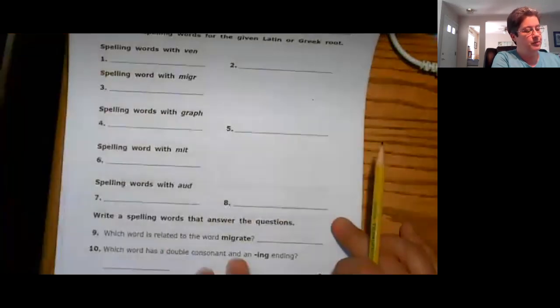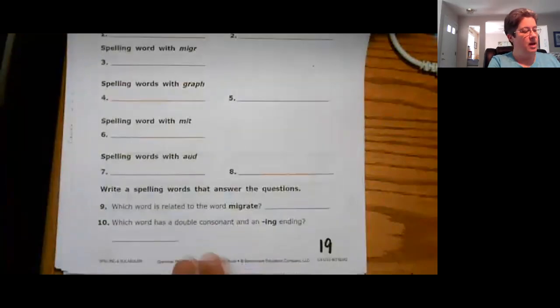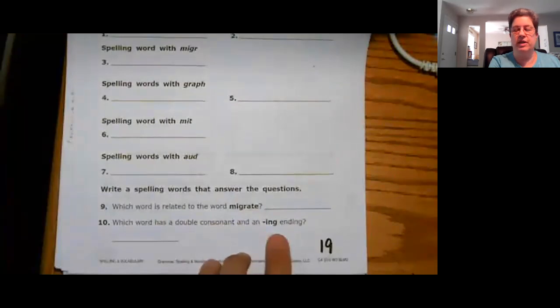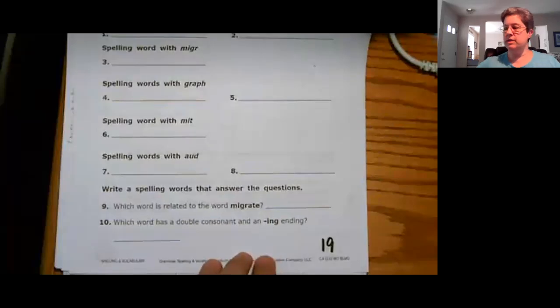And down below, which word is related to the word migrate? So you're looking for a word family that has migrate in it. And which word has a double consonant and an ing ending? So that's just a spelling thing that you need to look for. That's it for today's lesson. I will give you the list of what it is that you need to work on.